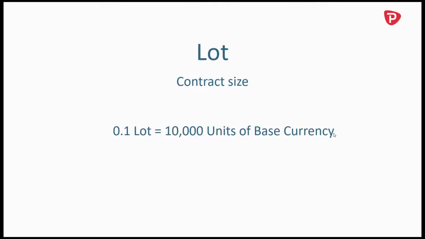There's a couple of other common lot sizes or contract sizes that are traded within the Forex market. There's 0.1 lot, which equals 10,000 units of the base currency, and this is known as a mini lot, and also 0.01 of a lot, or 1,000 units of the base currency, and this is often referred to as a micro lot.